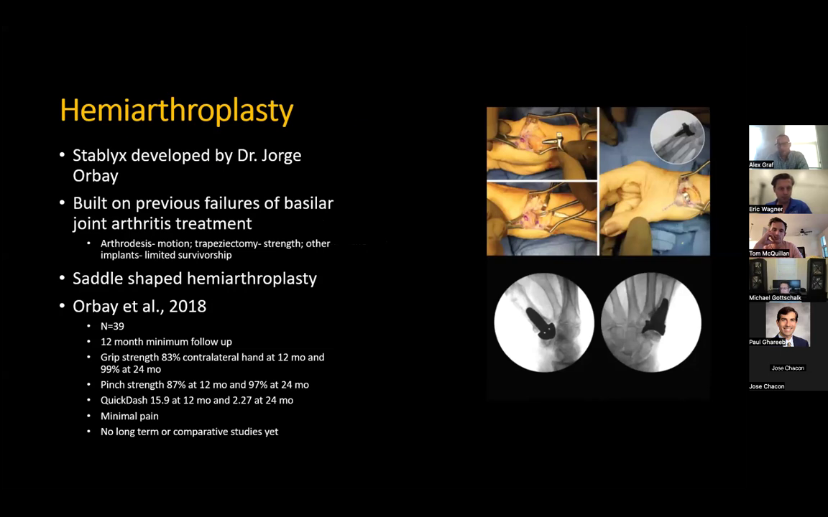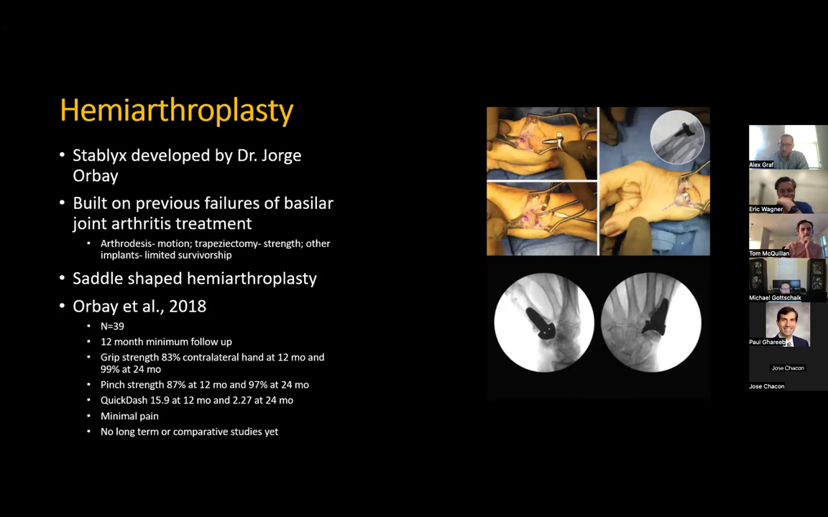When we talk about hemiarthroplasty, this is the Stabilix implant from Skeletal Dynamics. This built on some of the previous failures of basilar joint arthritis and the fact that you maintained trapezial height. You got rid of some of the trapezial issues with the total arthroplasty with loosening. And it's this saddle-shaped hemiarthroplasty that has a little extension moment for stability. The outcomes short-term are very good, but again, this is a very expensive implant. It does have a learning curve.